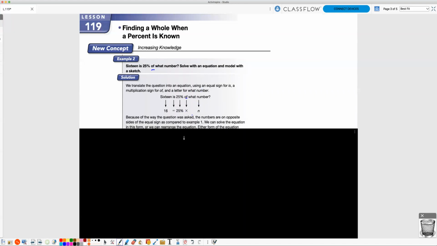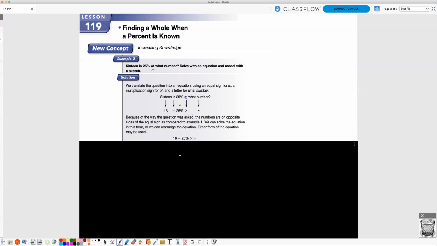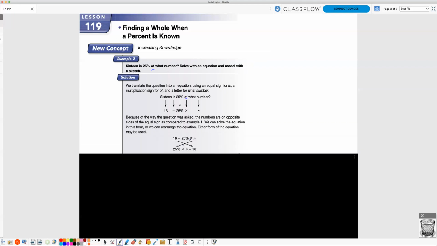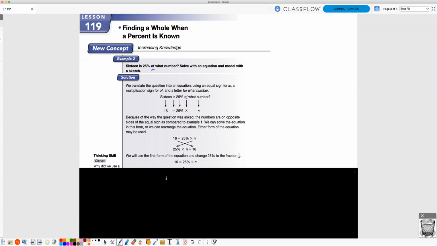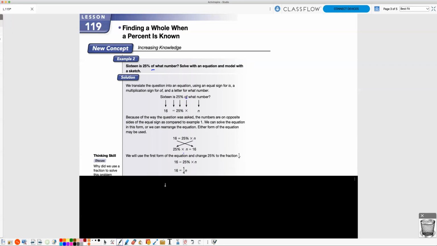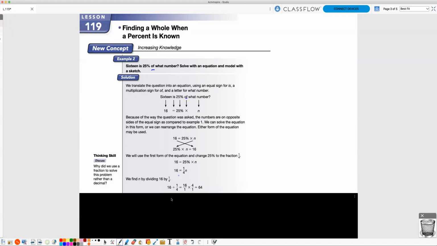Because of the way the question is asked, the numbers are on opposite sides of the equal sign as compared to example 1. We can solve the equation in this form, or we can rearrange the equation. Either form of the equation may be used. We'll use the first form of the equation and change 25% to the fraction 1/4. So 16 equals 1/4 times n. Then we find n by dividing 16 by 1/4.